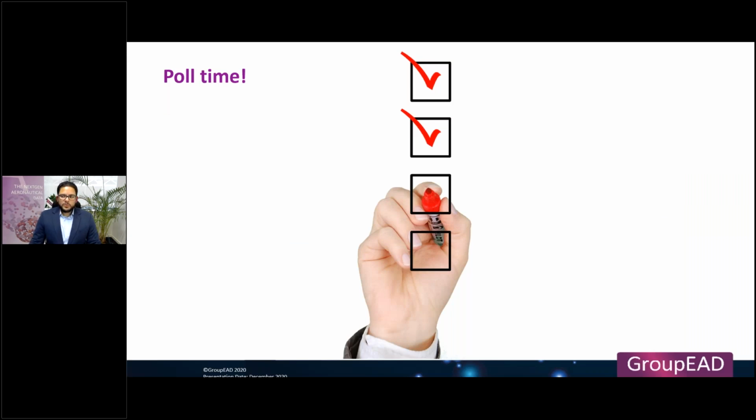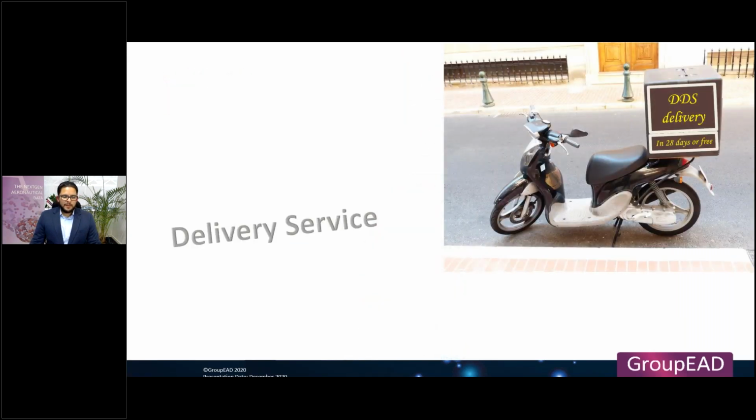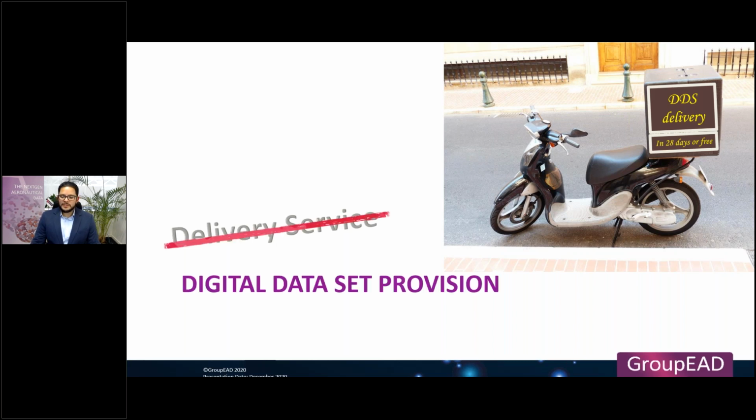Then let's go to our next section. And what we want to discuss now, following my jokes about this restaurant and delivery analogy, is that if we have a restaurant, then we're going to deliver our food. And there we go, DDS, digital data set delivery, in 28 days or free. Yeah, I would like to have a sound like an applause for a nice joke, but I know that it's very bad. So what we really want to know here is how are we going to provide digital data sets?